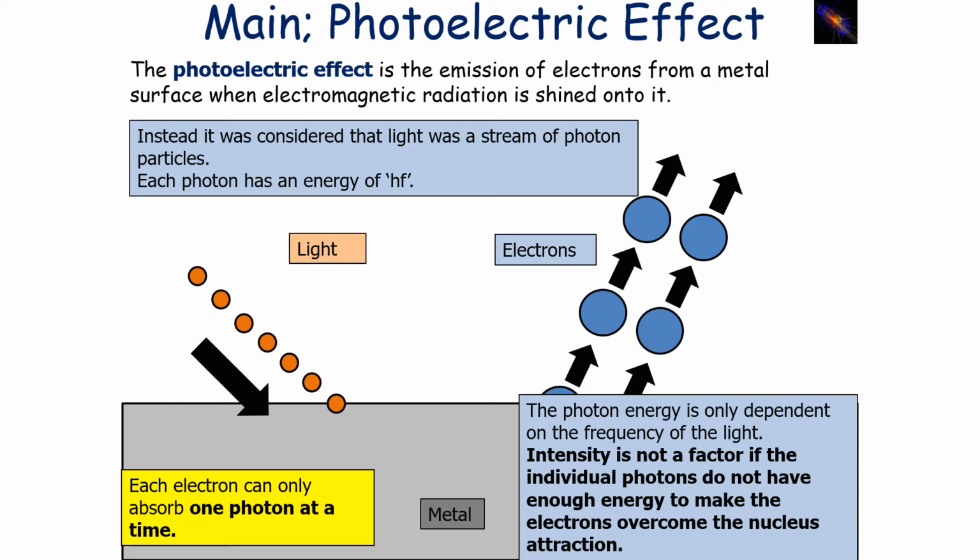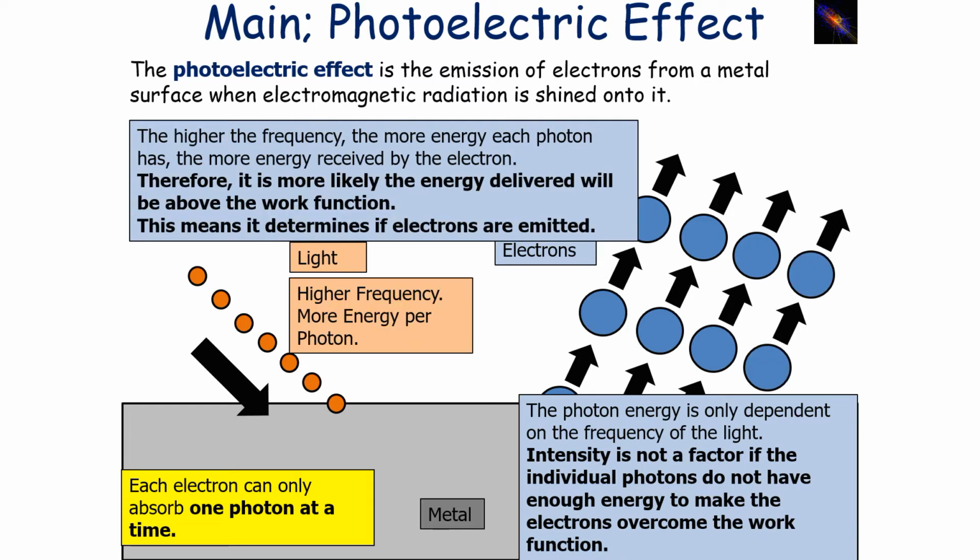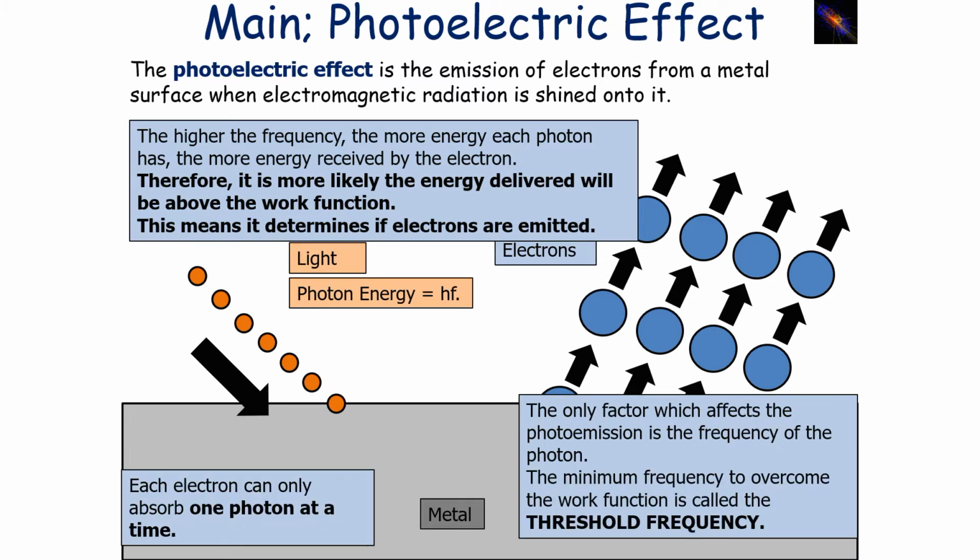Now intensity is not a factor to determine if individual photons have enough energy to make the electrons overcome their attraction to the nucleus. It's important to note it's the frequency of the radiation which determines if electrons are emitted. The higher the frequency, the more energy each photon has, the more energy received by an electron, therefore it's more likely the energy delivered will be above the work function. So that is the factor that determines if electrons are emitted. So the only factor which affects photon emission is the frequency of the photon, and the minimum frequency to overcome the work function is called the threshold frequency.